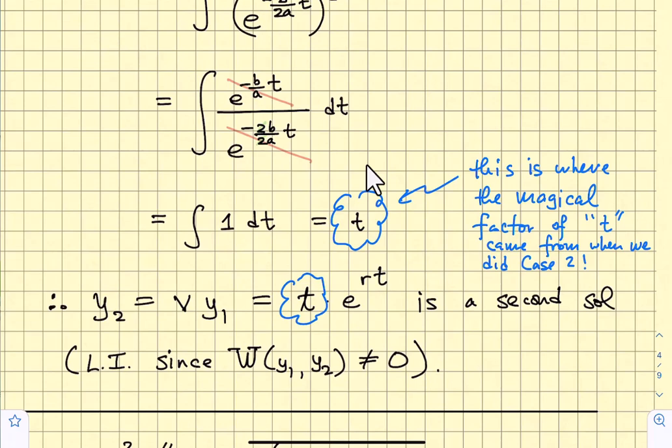We haven't proven that here, but back when we were doing the characteristic equation material, we actually computed the Wronskian of our e to the RT and our t e to the RT and showed that it was not 0. So in fact, it is linearly independent. We just don't have it here because we've already done it.